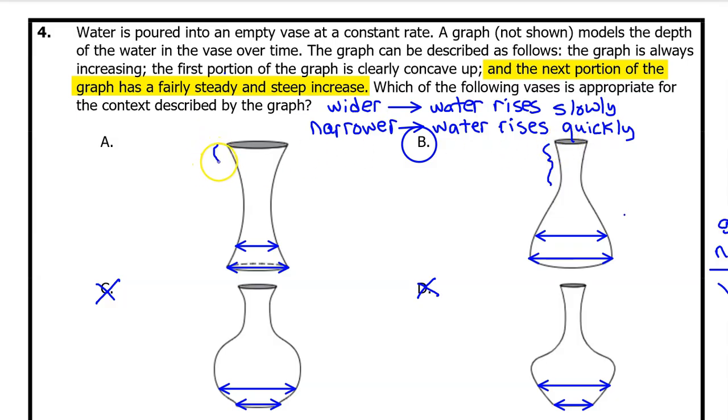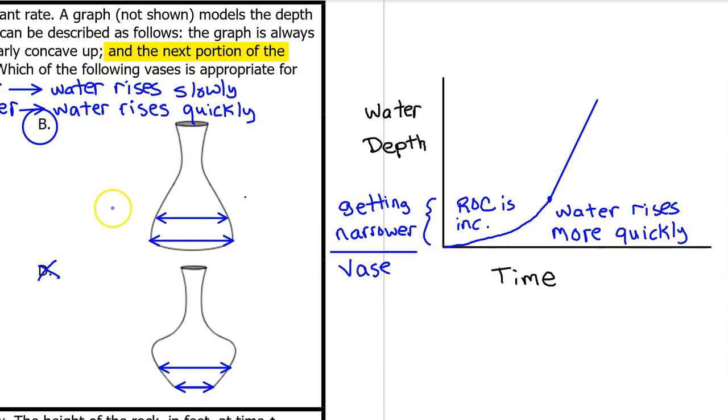Whereas in vase A, it's getting much wider in the last part of the fill. In other words, vase B is the only one that gives us this increasing rate of change at the beginning and then a steady and steep increase at the end.